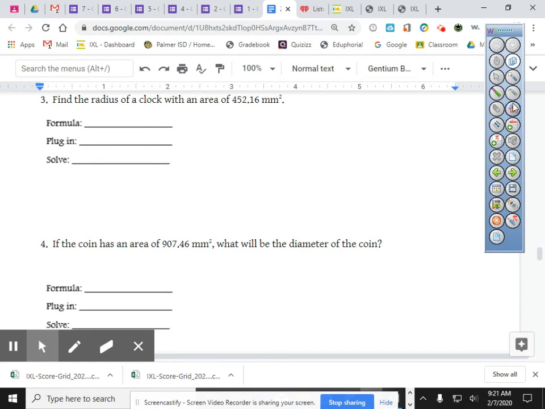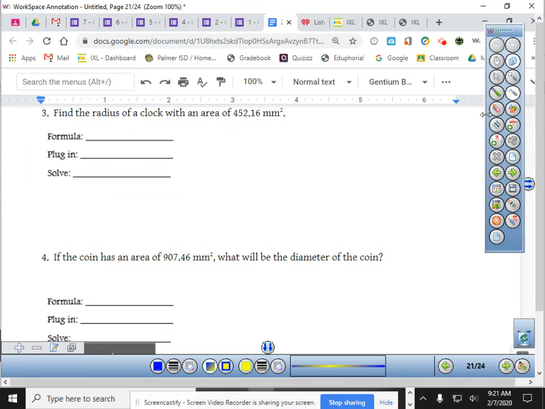So let's look at number 3. Find the radius of a clock with an area of 452.16 square millimeters. What is it giving you? What is it asking for? What is the formula? Area equals pi r squared.